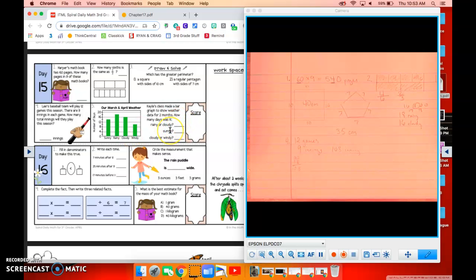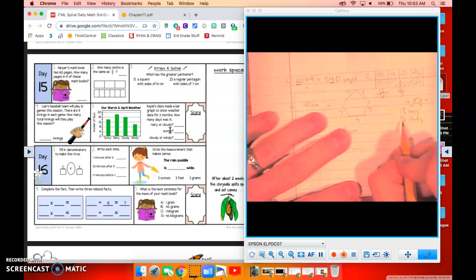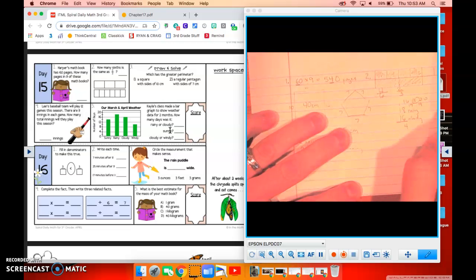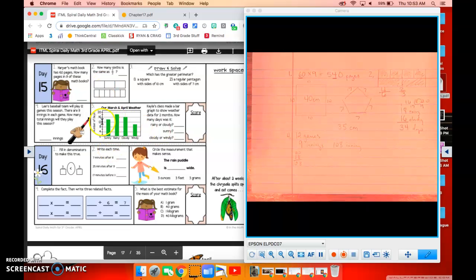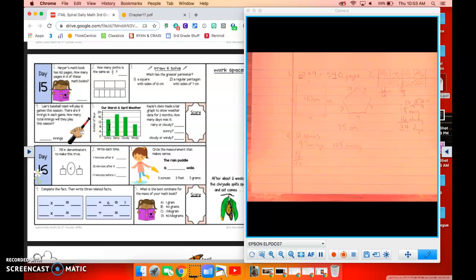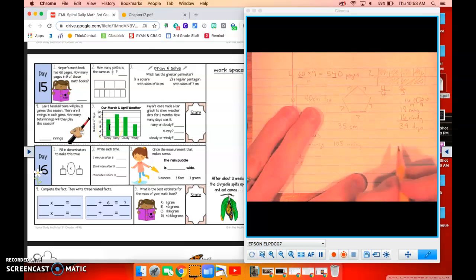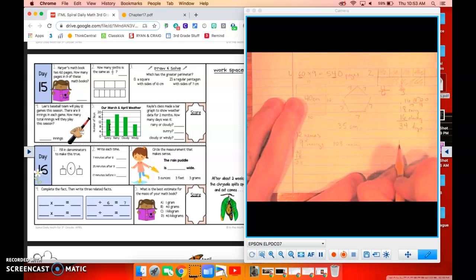So how many days was it rainy or cloudy? Well, we have 16 and 18. 6 plus 8 equals 14. 1, 2, 3, so 34 days. It was rainy or cloudy. How about just sunny? There's that line in the middle between 12 and 16. So if we count by twos, it's going to go 12, 14, 16. So 14 for sunny.